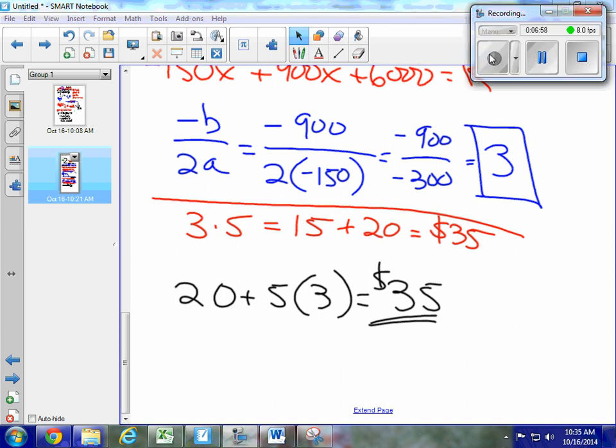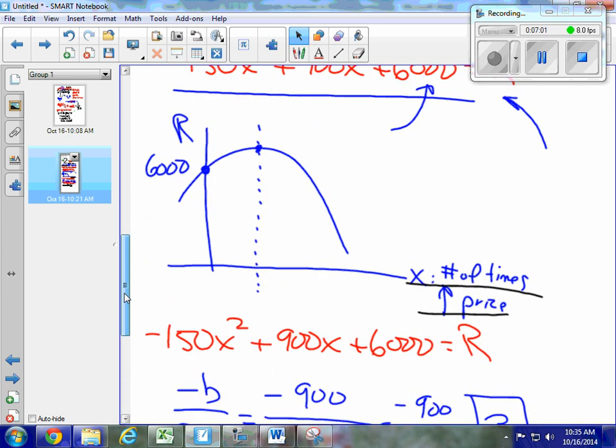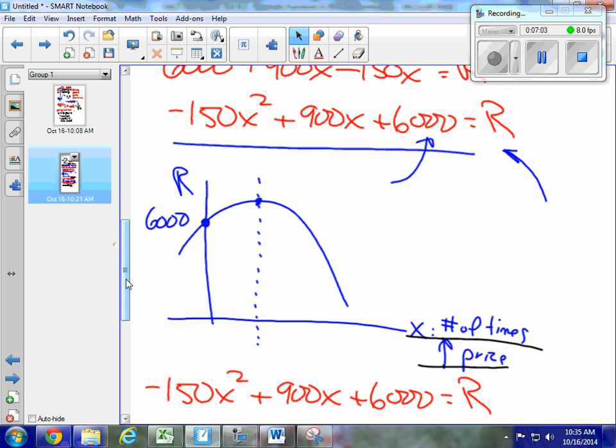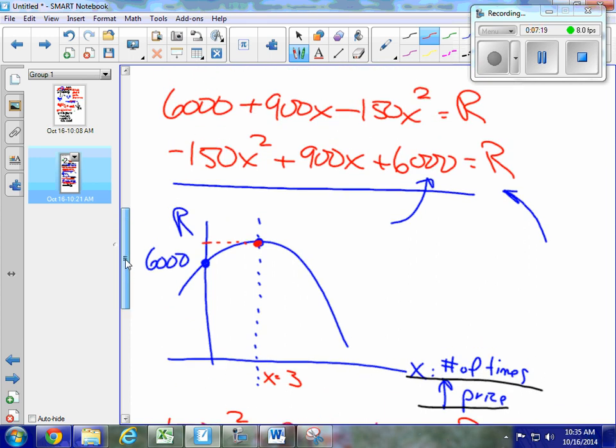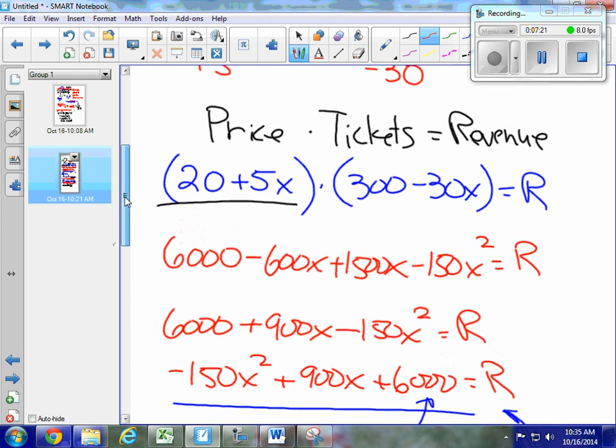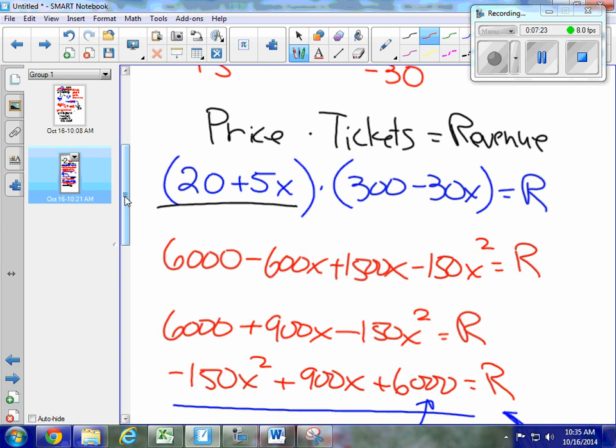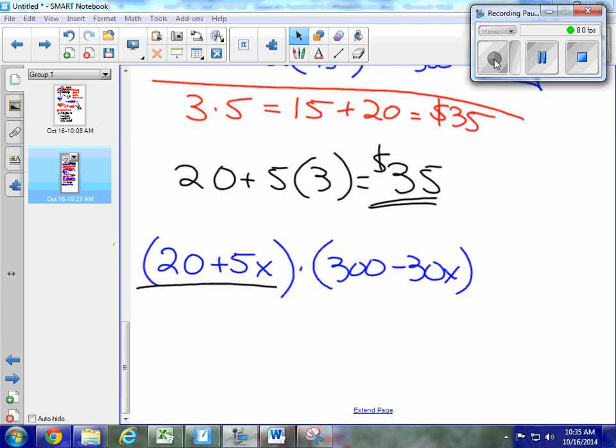Finally, what will that revenue be? Well, I need to find the y value here that's going to give me my revenue when x is equal to 3. So I'm just going to plug it into my equation. I can do it any number of ways, but I think I would probably do it using this form of the equation.